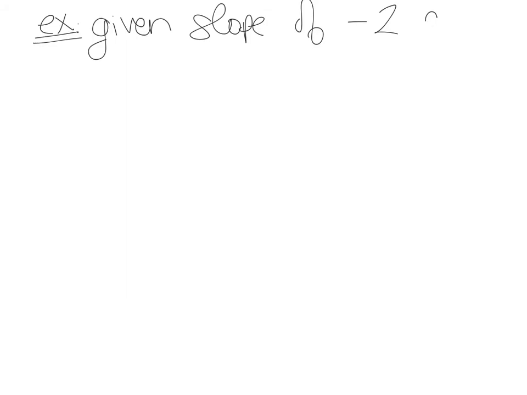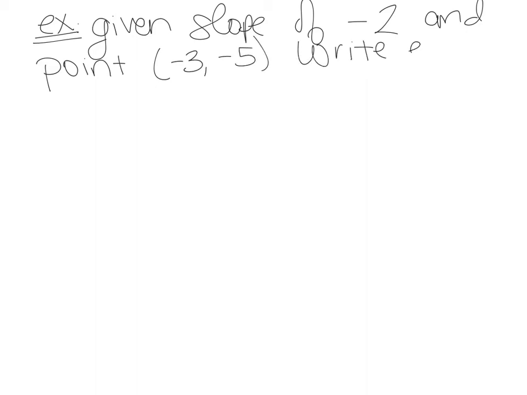Alright, let's look at this one. Given a slope of -2 and point -3, -5, write an equation of a line. So if you want to go ahead and pause this video and try this problem on your own, take about 1.5 to 2 minutes to try to solve this problem on your own, and then we'll go over it together as a class.